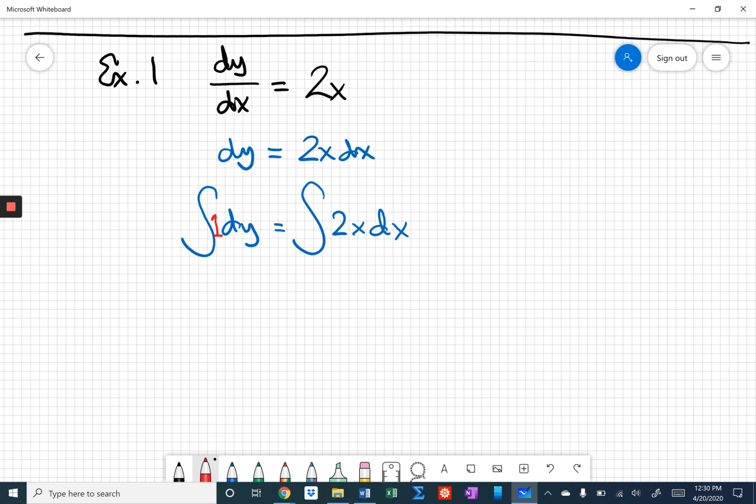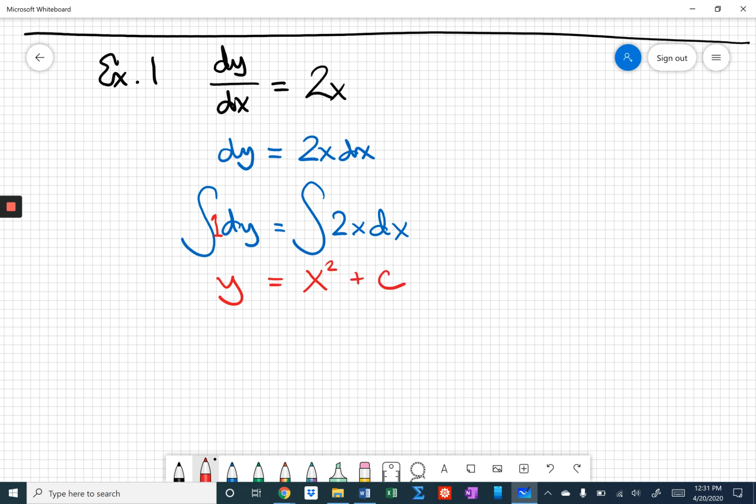And so when you're thinking about finding the antiderivative of the left-hand side, again, you're taking the antiderivative of 1. And what expression in terms of y has a derivative of 1? Well, that's just y. So on the left-hand side, we're going to get y. On the right-hand side, the antiderivative of 2x with respect to x, of course, is just x squared plus a constant.